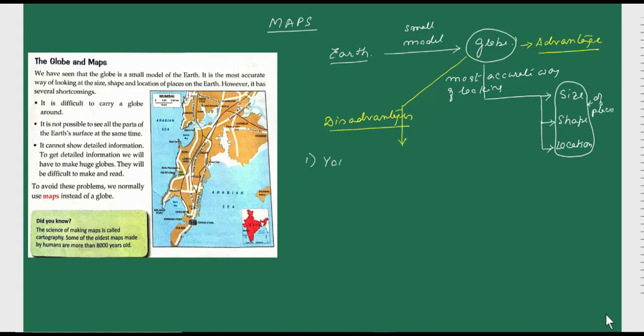Welcome students. Today we'll be studying maps. This is for NCERT, CBSE.